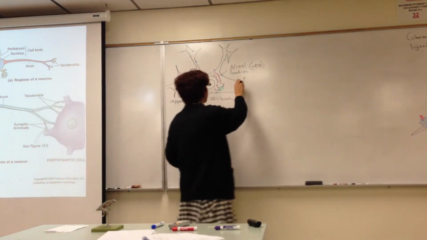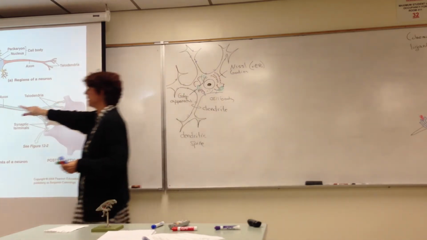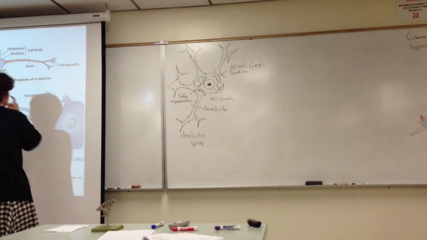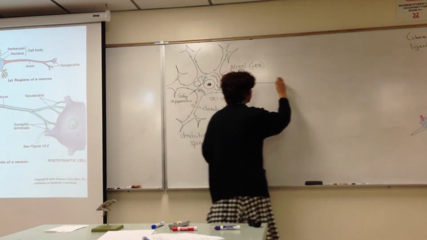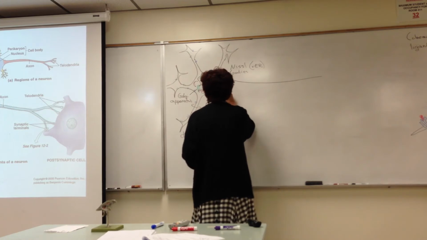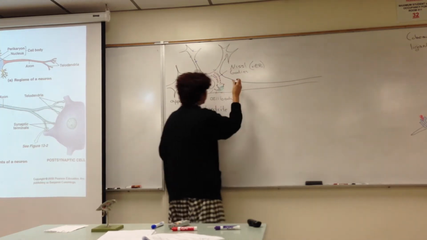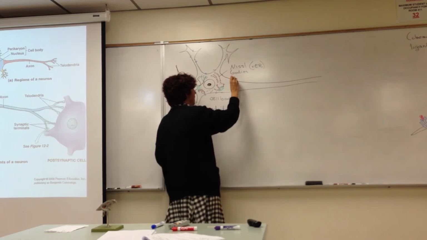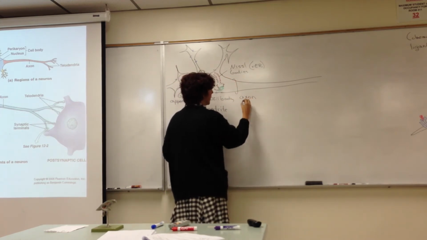So the neurotransmitters now are going to be transported down the long process, which is known as an axon. And the axon tapers from the cell body, and this tapering region is known as the axon hillock.